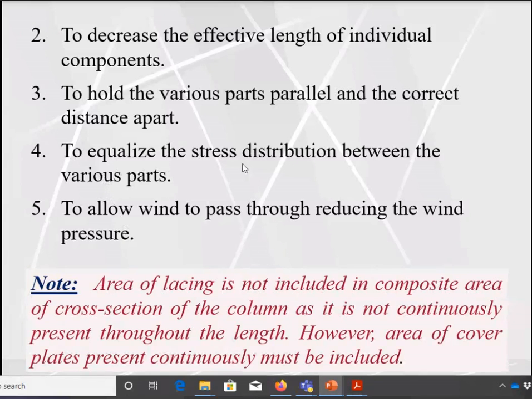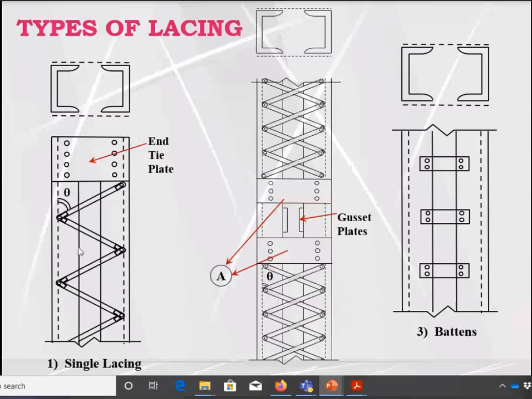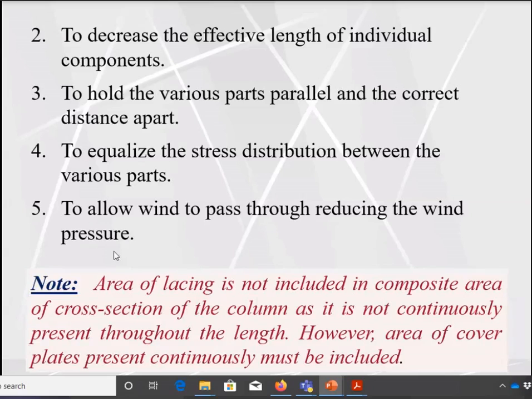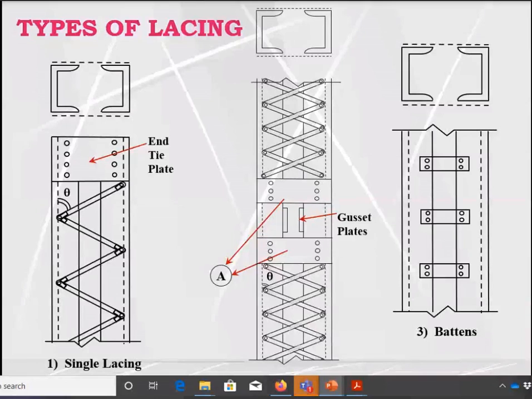It equalizes the stress distribution between the various parts. Equalize means that if the distance between both sections is the same, both sections will behave as one unit, so the stress distribution along the cross section will be uniform. They also allow the wind to pass through to reduce the wind pressure. Since the members are connected with lacing, wind can easily pass through the section, so we will not have any extra wind load acting in the lateral direction.